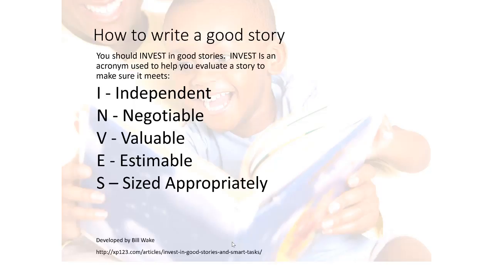S, it has to be sized appropriately. This one used to be, it has to be small, but we say sized appropriately because there's a hierarchy of cards that people sometimes use, where they'll have an epic, which is obviously like, the Iliad is an epic novel, and it's a story of stories, right? So an epic is a story that contains multiple stories. So an epic is not small, it's big, but the stories that eventually make it up are sized appropriately. They're small.